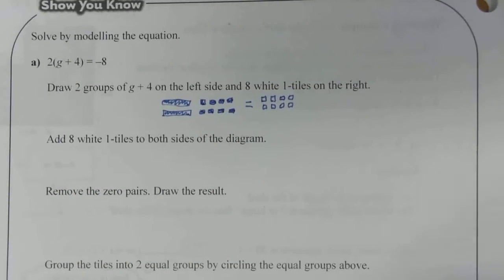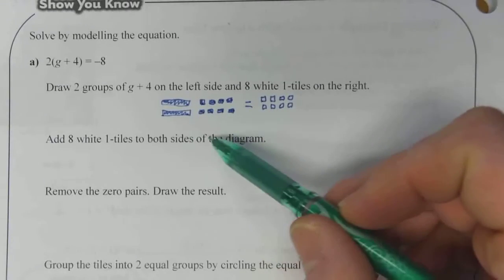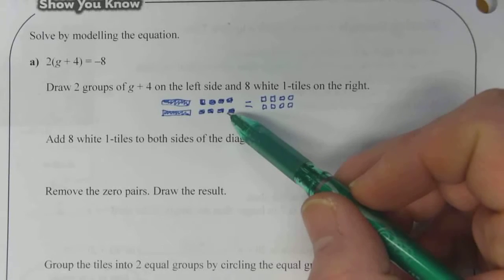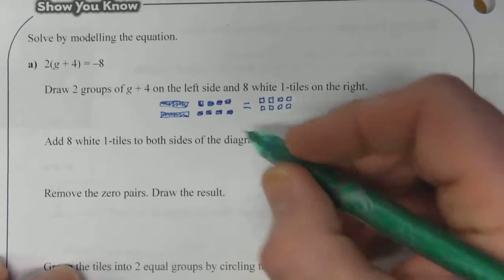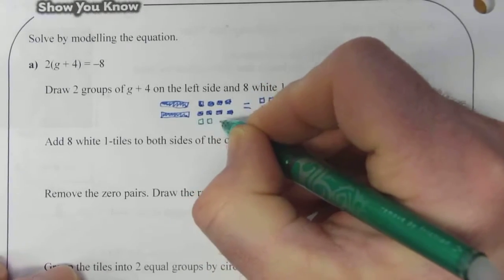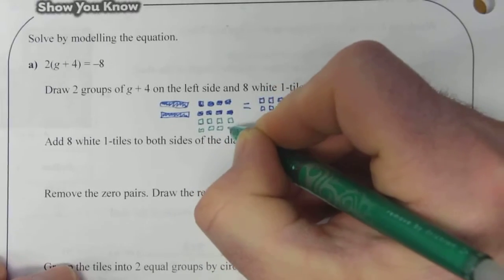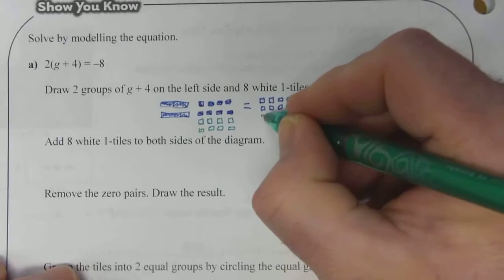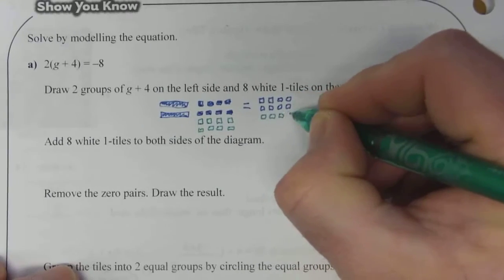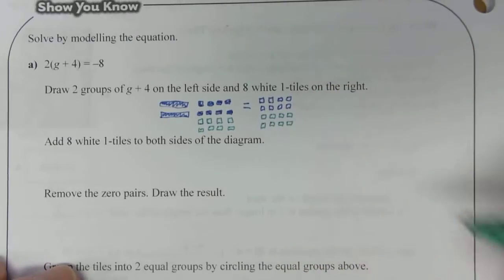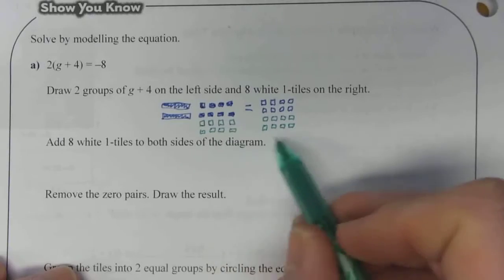Now, in order to do this, we need to get the variables by themselves. So we need to find a way to get rid of these positive 8 tiles. To do that, we're going to add its opposite tile in. So we're going to add negatives, and in this case, we're going to add 8 negatives. And if we do that on the left, we have to do it on the right as well. So now we've added 8 negatives to both sides.